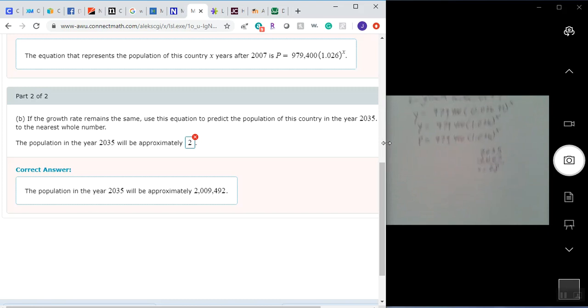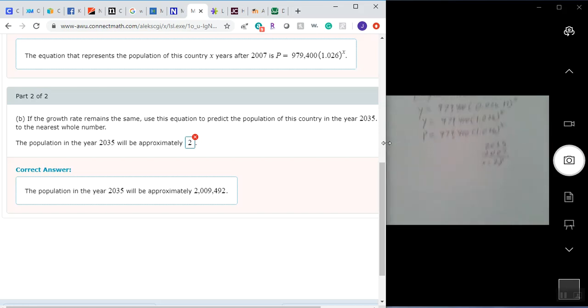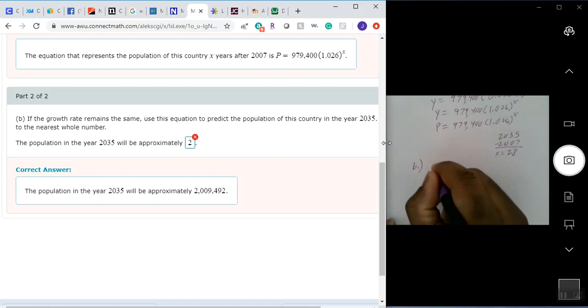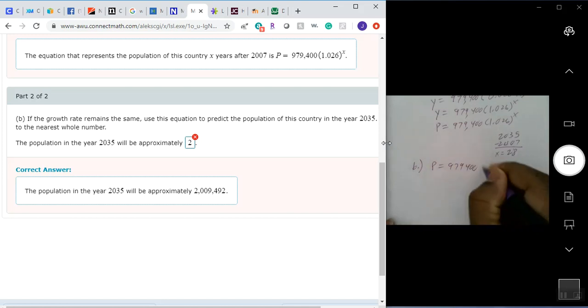Now I'm going to go back up here to A just to add that variable in there. X equals years. So we could just add that variable in there, and this will help us with B. Okay, so now we go here to B. So we take our formula that we just created, which was P is equal to 979,400 times 1.026, but we had X is 28, so we would take that to the 28th power.